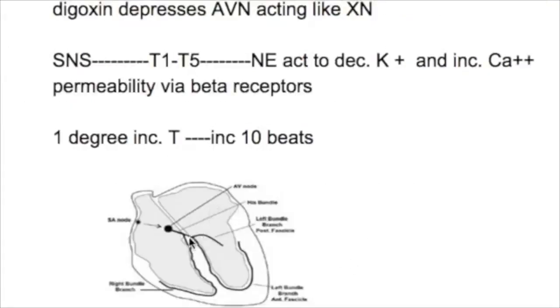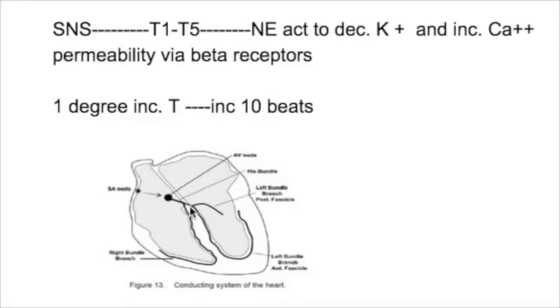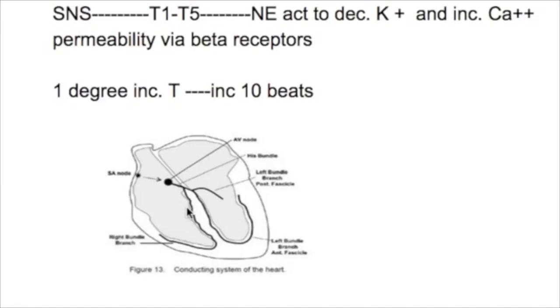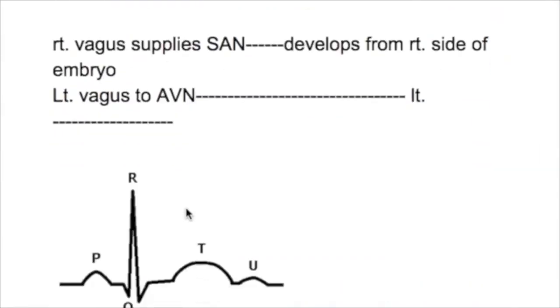Why does the impulse delay at the AV node? What is the purpose of the delay? The impulse delays at the AV node because the size of the node is small, and number 2, there are fewer gap junctions that delay the impulse. And why does it delay? The delay is to perform the ventricular filling. Ventricular filling completes because of that delay at the AV node.